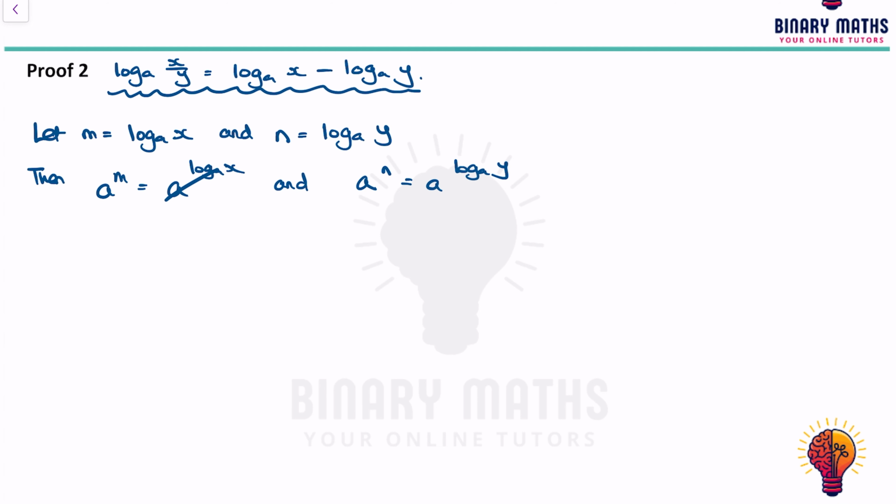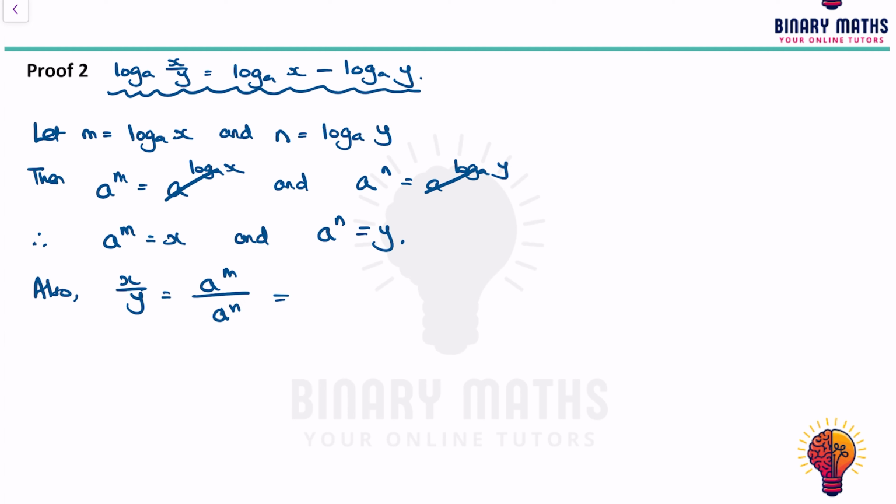So remember, these two cancel out. And therefore a to the power of m is equal to x and a to the power of n is equal to y. Also, x over y is the same thing as a to the power of m divided by a to the power of n, which is equal to a to the power of m take away n. Therefore, x over y is equal to a to the power of m take away n.